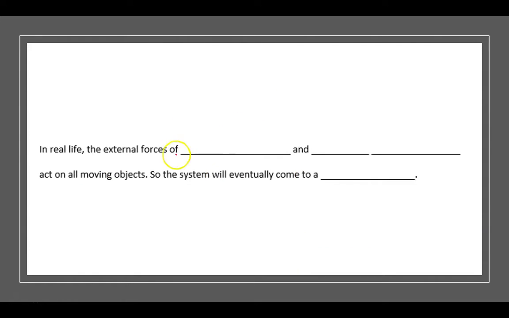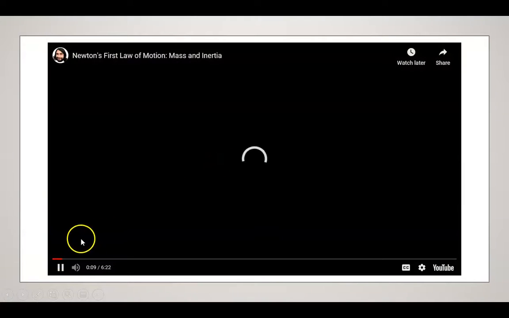So in real life, things such as friction and air resistance will stop things from moving, and so most systems will eventually come to a stop within our everyday experience. However, we'll just take a look at this video here about Newton's first law.